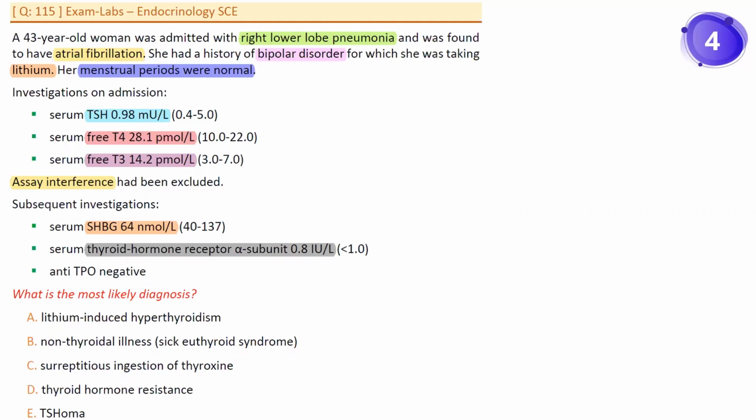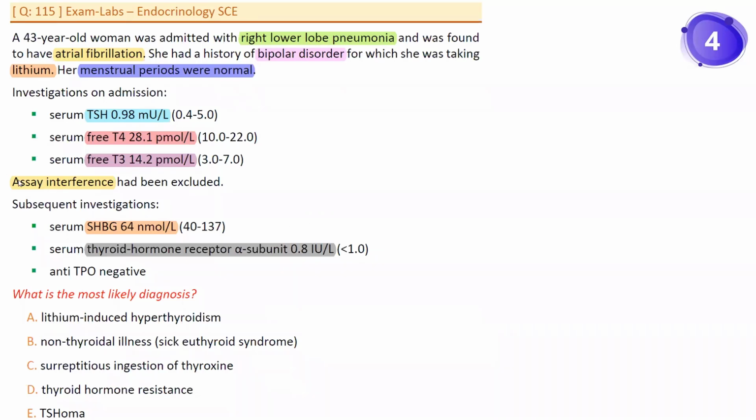She had a history of bipolar disorder. What about the bipolar disorder? Lithium and the effect of lithium on the thyroid function test. So in this scenario, you will face drugs that affect thyroid function test, and conditions that may affect thyroid function test. Her menstrual period was normal. Investigation: TSH is normal, free T4 is elevated, free T3 is elevated. So this is a patient presenting with elevation of thyroid hormone with non-suppressed TSH.